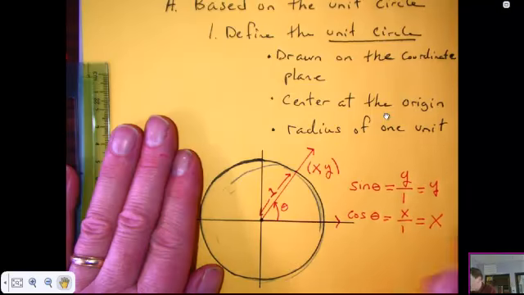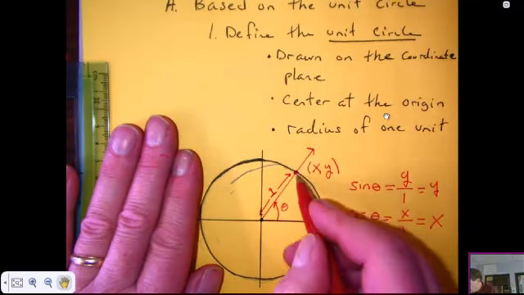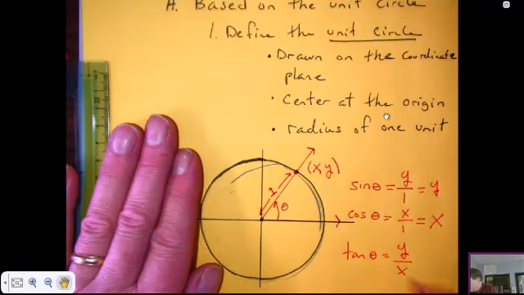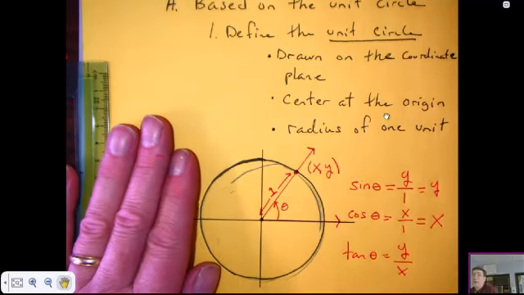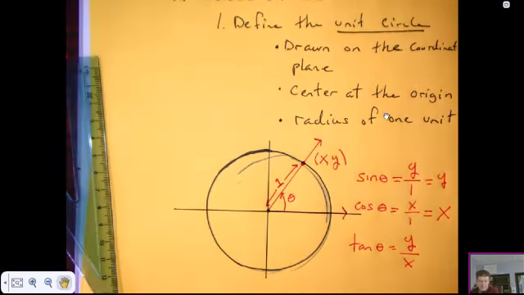Wait, so we're like the circle and the terminal side meeting together, like that point? Yeah, that point there. That point here is xy. And then the tangent of theta is going to be y over x.